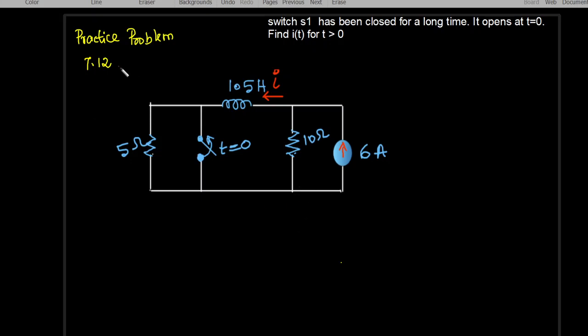So, good morning, everybody. This is the practice problem from Alexander Sadiku 7.12. Switch S1 has been closed for a long time. It opens at t equal to 0. Find i of t for t greater than 0.